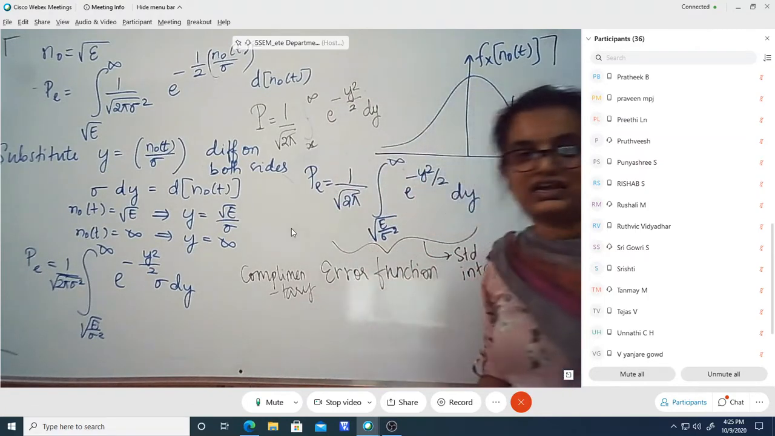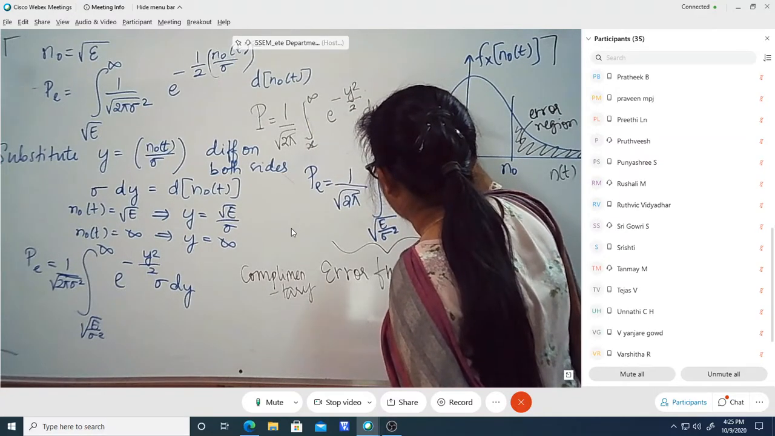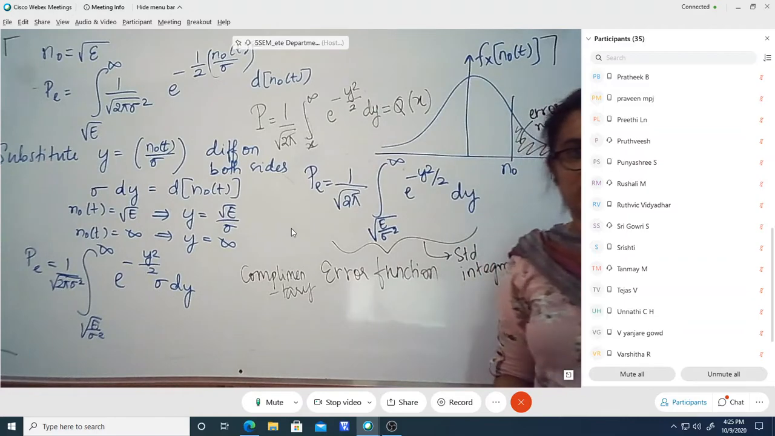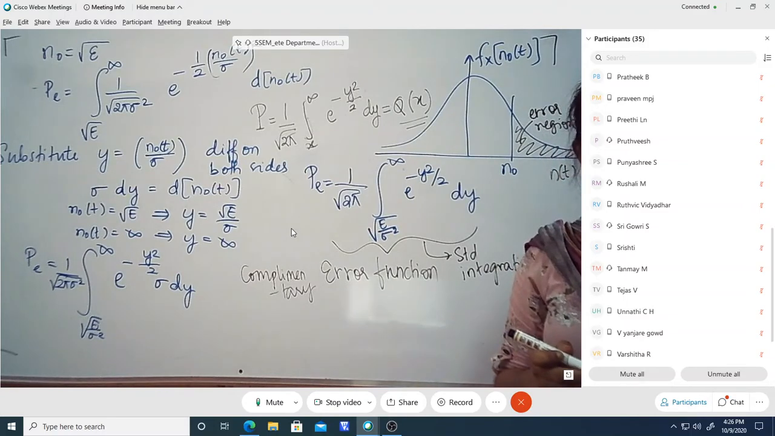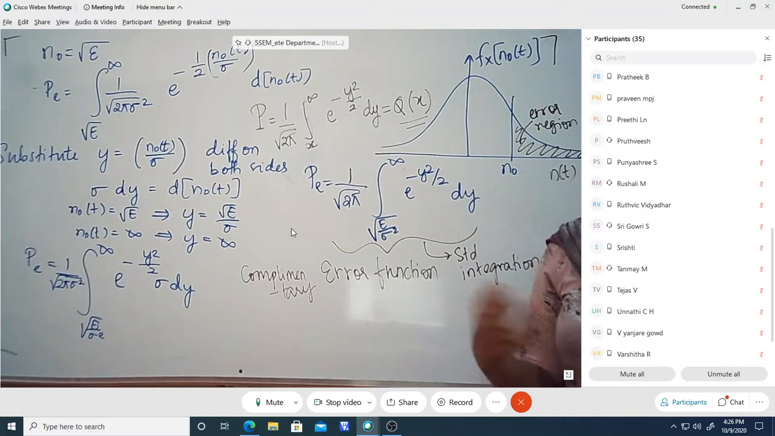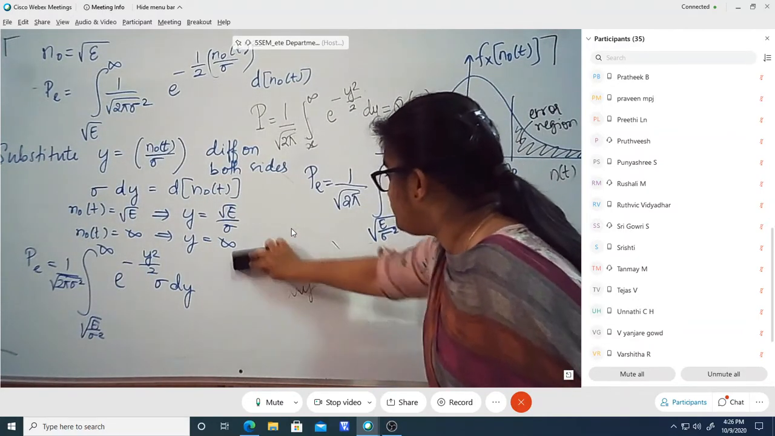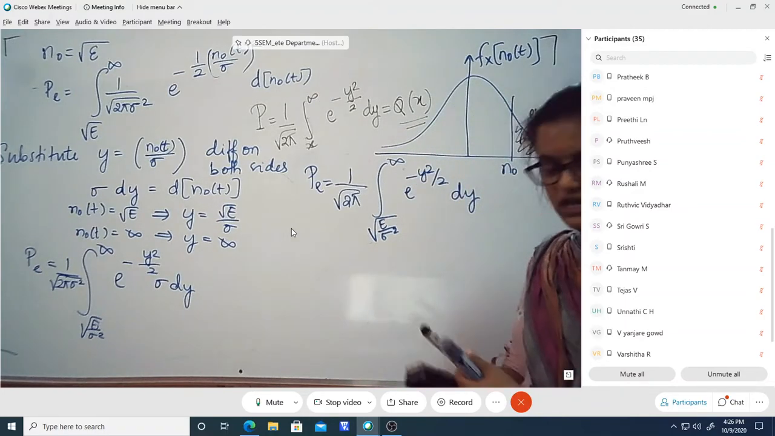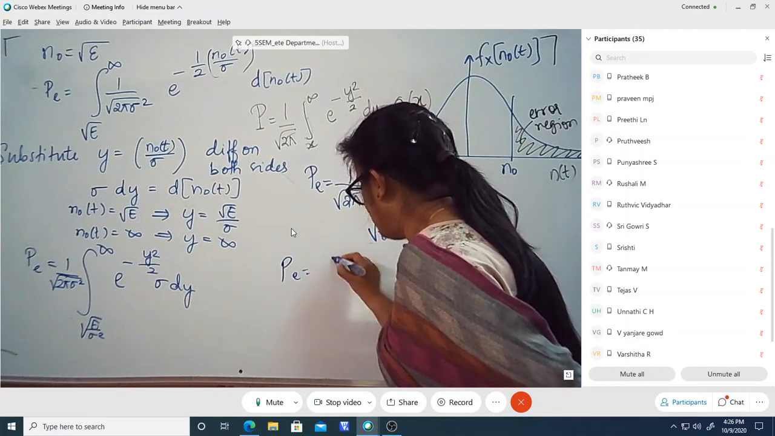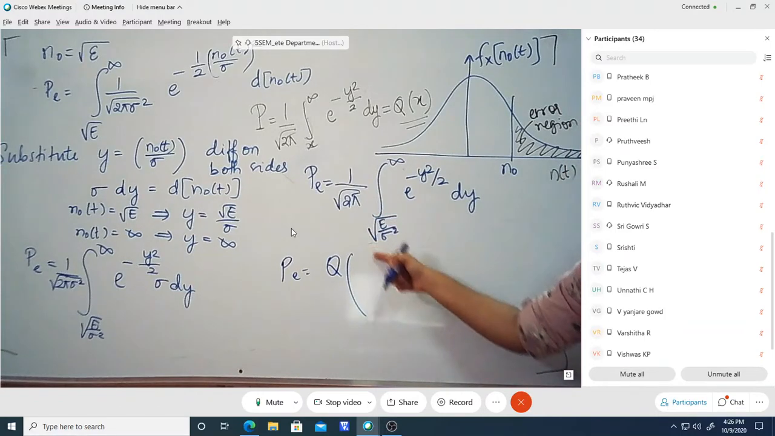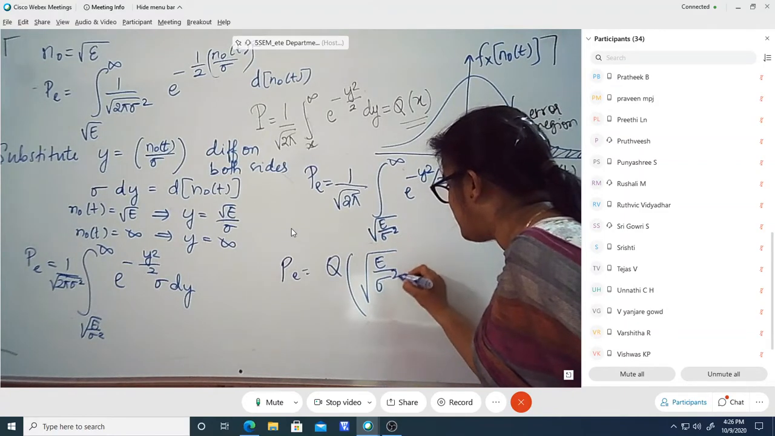If it is like this, using the normal distribution curve, I can write this as Q of x. I don't know whether you have heard of this or not. This is written as Q of x, where Q is called the complementary error function, or another form of the complementary error function. So using the same thing, I am going to write the expression in the form of the complementary error function, where PE can now be written as Q of whatever is in the lower limit of the integral, which is root E by sigma square.